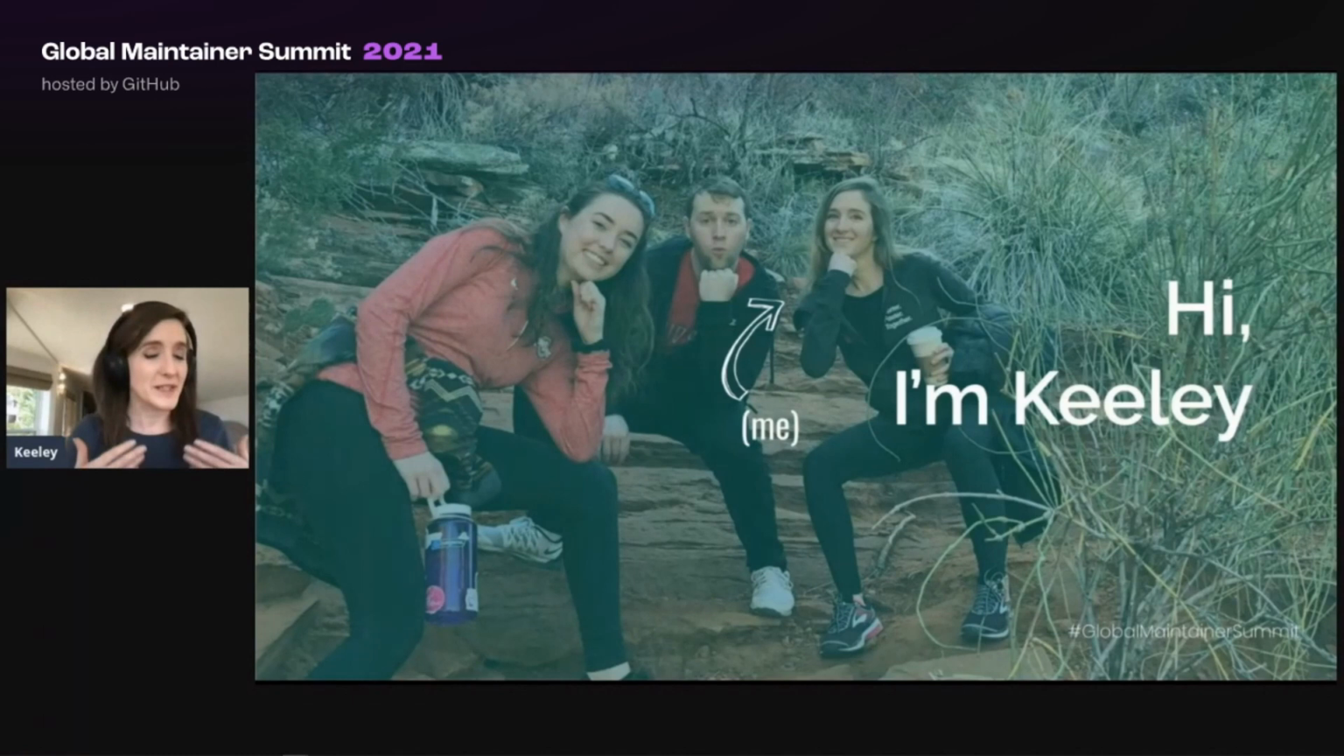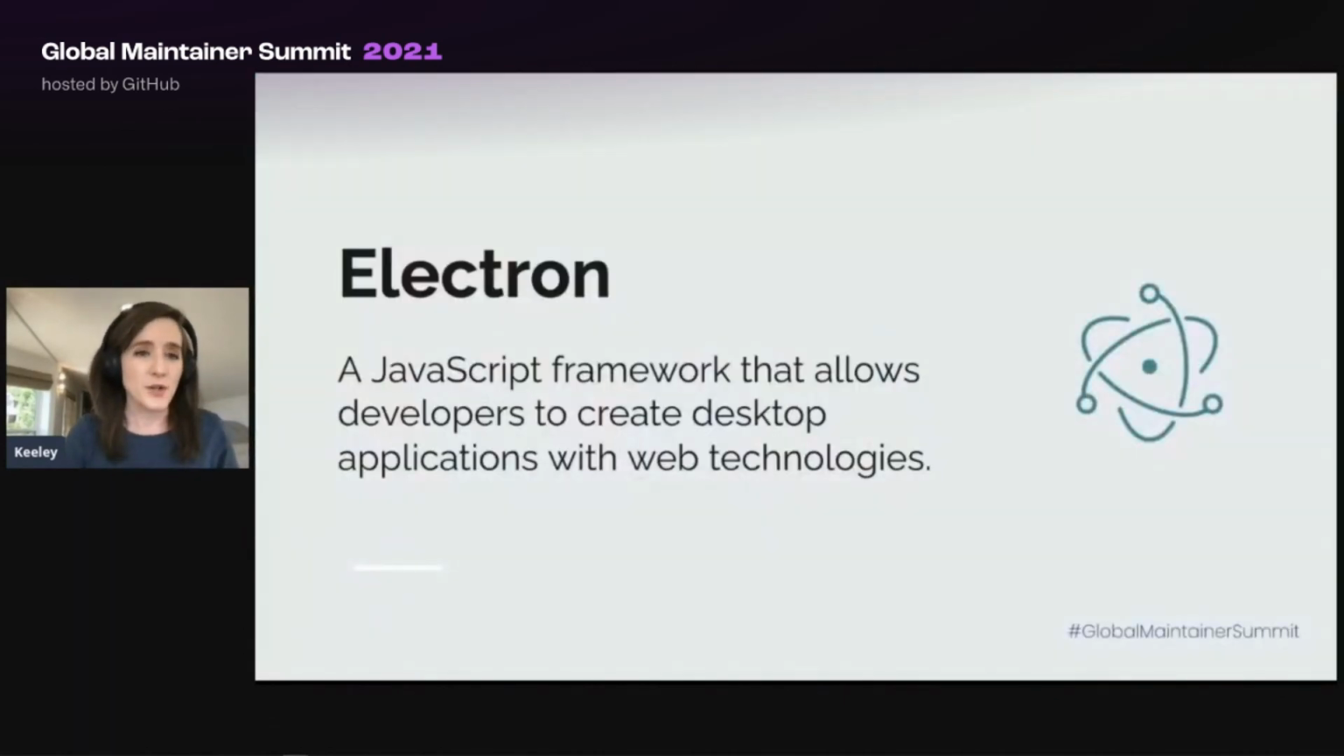So Electron is something that some of you may be familiar with already. I know we're among open source people here. But for those of you who haven't used Electron or aren't familiar with it, Electron is a JavaScript framework that allows developers to create desktop applications with web technologies. Two examples that you might be familiar with from your own day-to-day are Slack and VS Code. Both are powered by Electron.